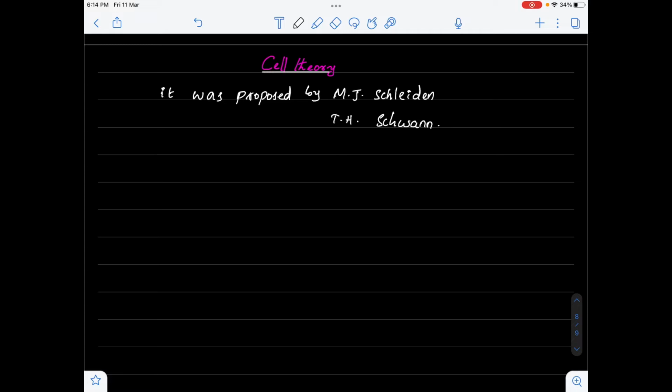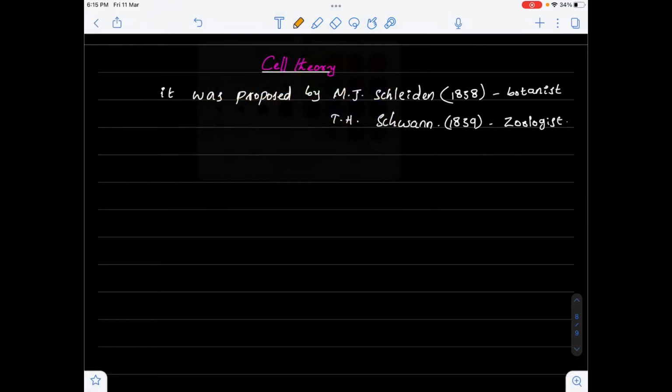M.J. Schleiden was a botanist. In the year of 1838, he was working on plant cell structure and its components. Whereas in the year of 1839, Th. Schwann was working on animal cell structure and he was a zoologist. These two scientists combinedly proposed cell theory, and in this cell theory they explained some characteristic features of cell and how living organisms are made up of and the different functions performed by the cell.